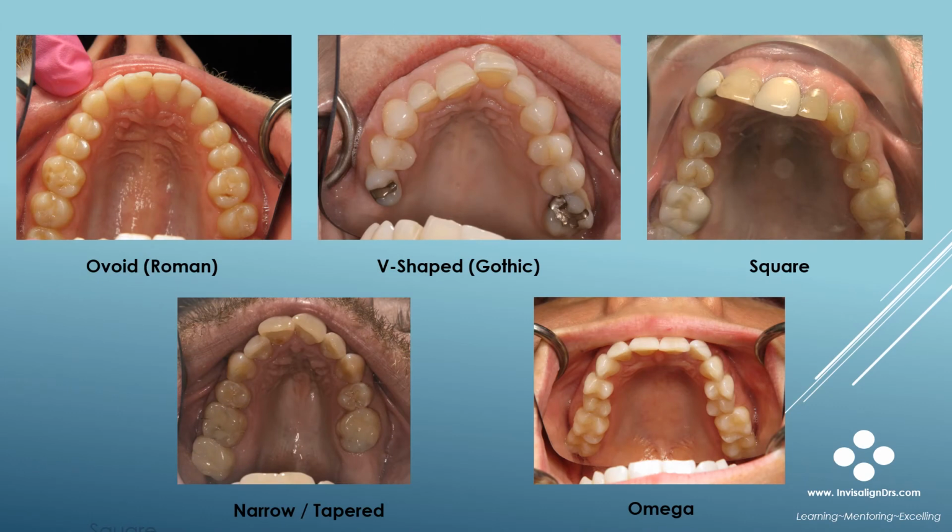Here are some photos of cases from my practice. These are the types of arch forms I see. You can see there's ovoid, there's a V-shaped, I call that Gothic. You have the square shape, the upper right one, narrow and tapered, or omega shape.